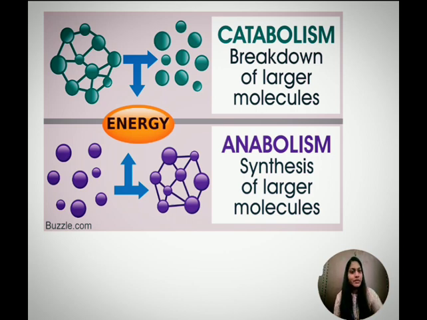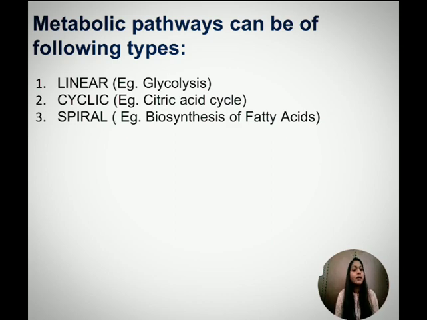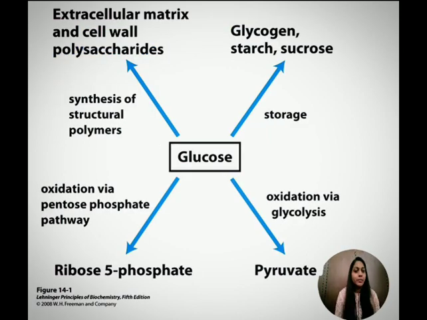Now, the fashion in which a metabolic pathway runs categorizes it into three important types. First one being the linear pathway, which we'll be discussing today, under which we'll be studying glycolysis. The second one being the cyclic pathway, cyclic because it runs in a cyclic fashion. One example is the citric acid cycle. And the third one being the spiral pathway, and an example of it is biosynthesis of fatty acids.